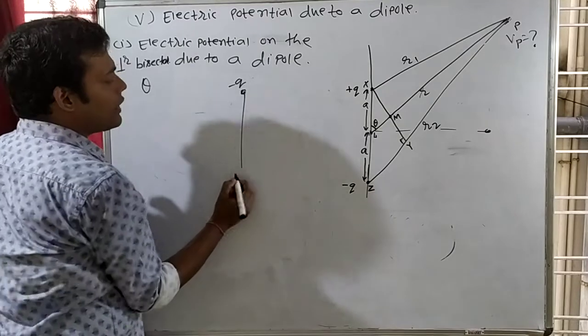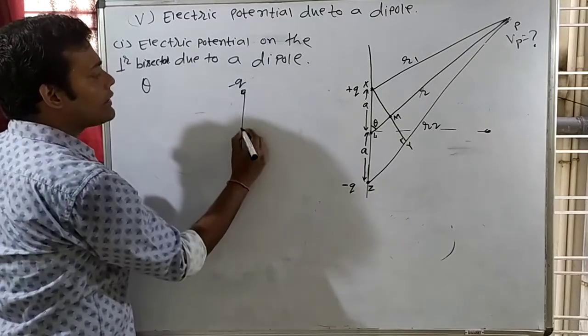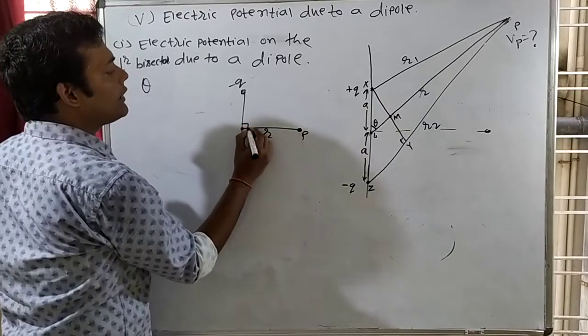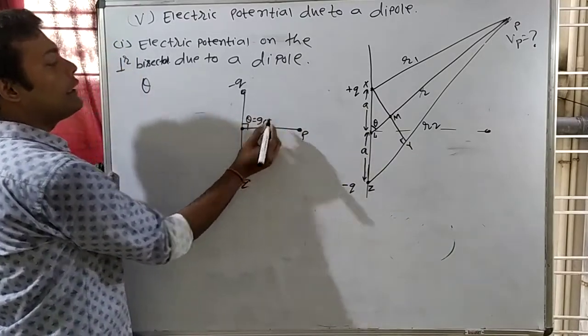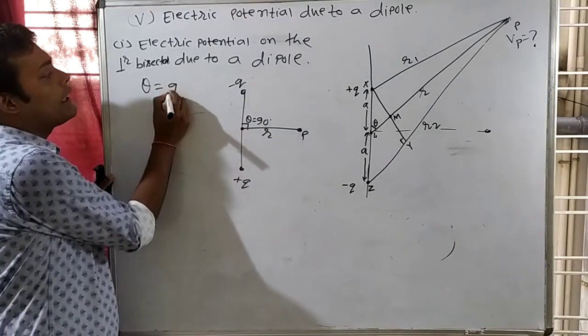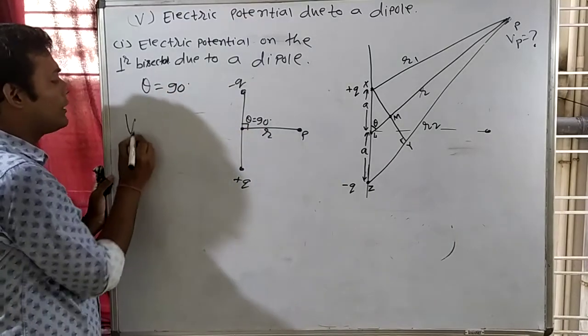This is minus q charge, this is plus q charge, this is the center of the dipole, and point P will come here. R will be this, and theta will become 90 degrees. Perpendicular bisector means this, so theta is 90 degrees.